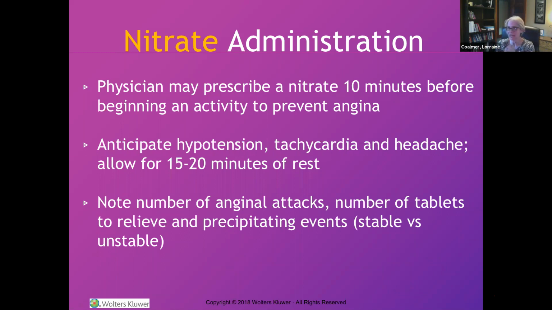You don't want them doing any type of activity because the pressure is going to go down, especially if I've taken 3, and the heart rate's going to go up, okay? And then they're going to get a headache. Note number of anginal attacks. So they should keep a diary and they should talk about when they've had chest pain episodes and what was happening before and after.